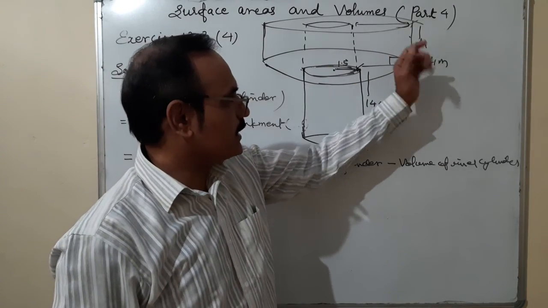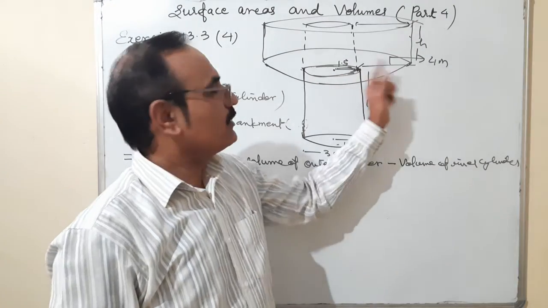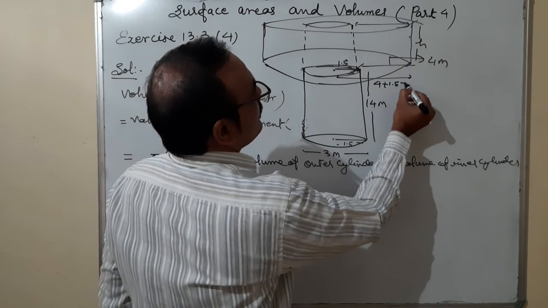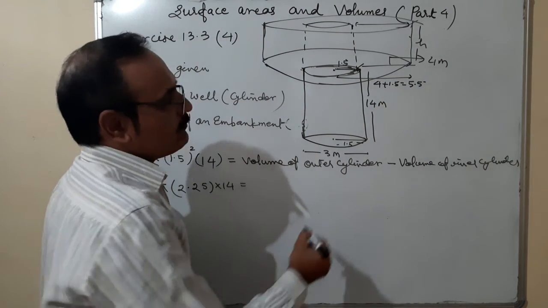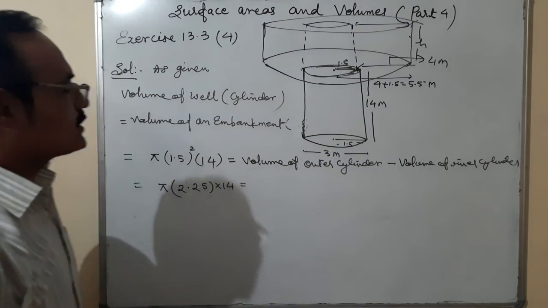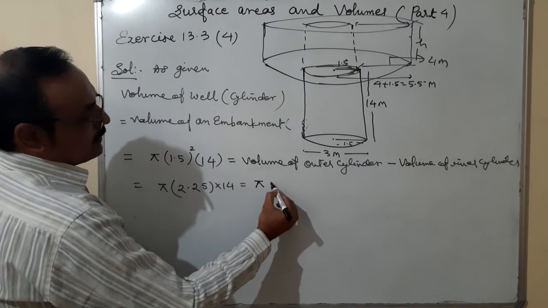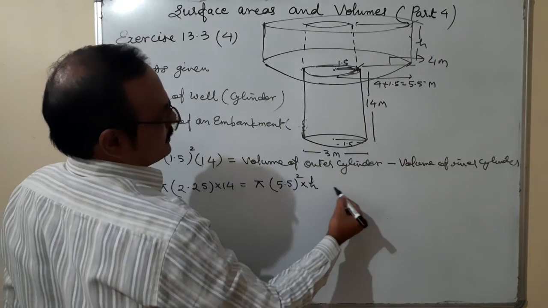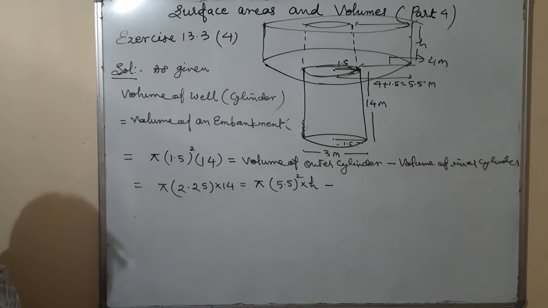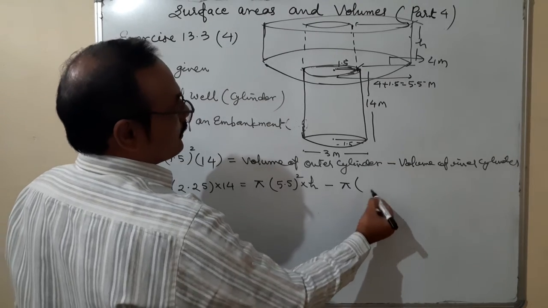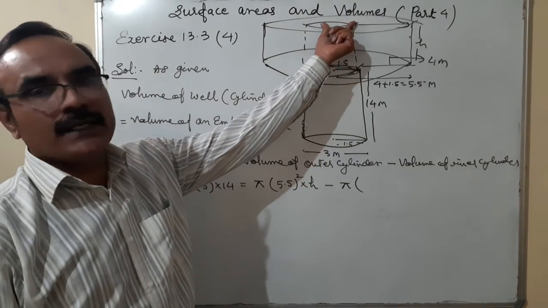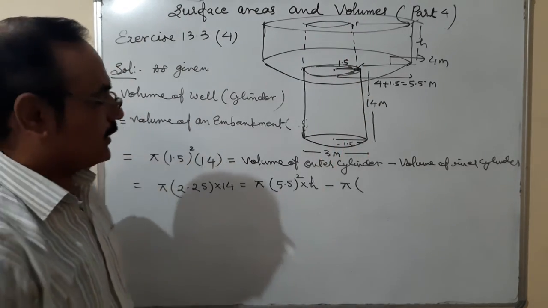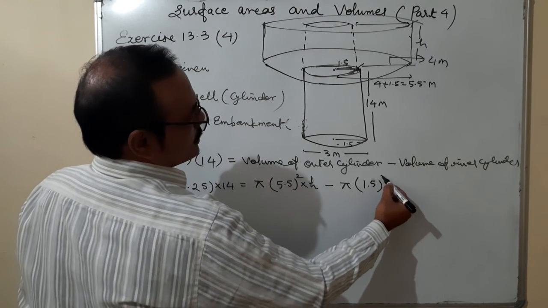So the total radius of the outer cylinder is equal to 4 plus 1.5, it is 5.5 meter. Volume of outer cylinder is equal to pi r square, 5.5 square into h, minus volume of inner cylinder. The radius of the inner cylinder is the same, 1.5. This is the inner cylinder, and its radius is 1.5. So pi into 1.5 whole square into h.